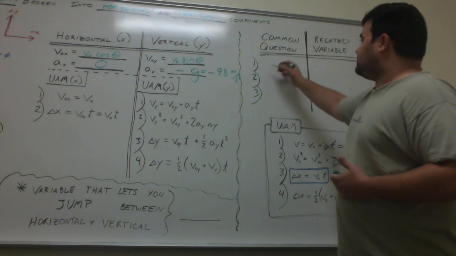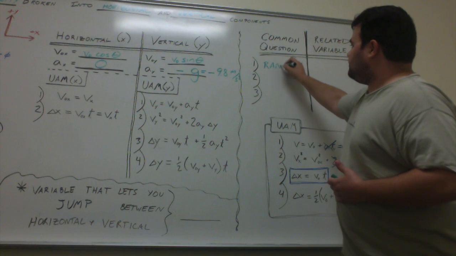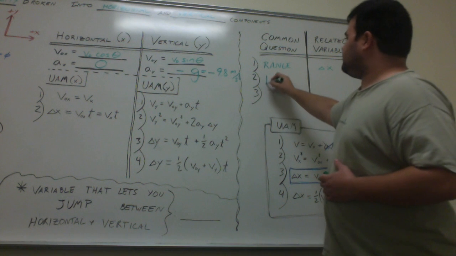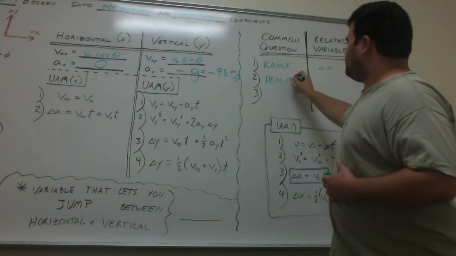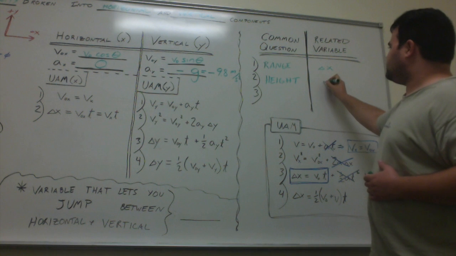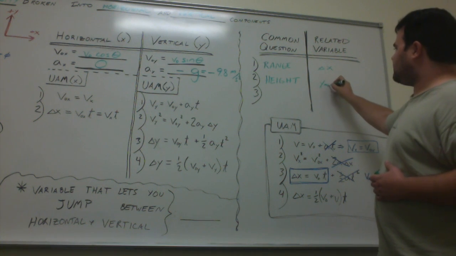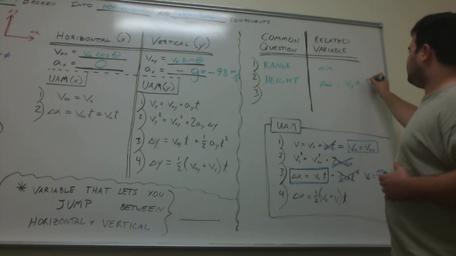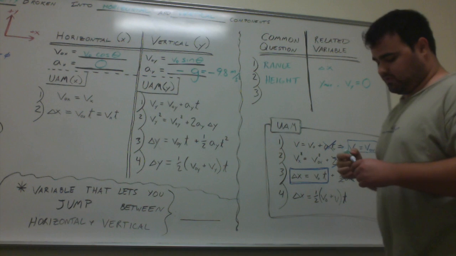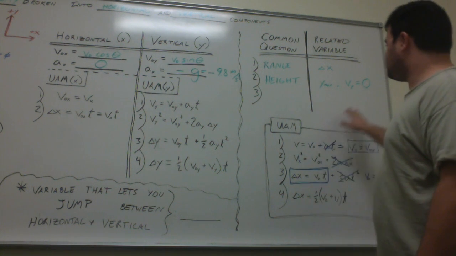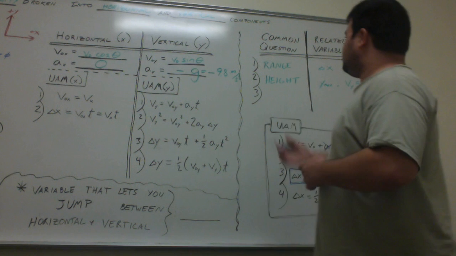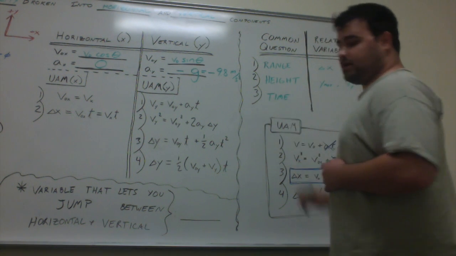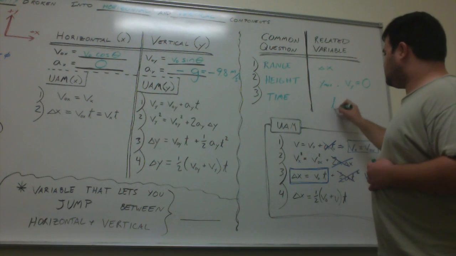And so the common questions we're usually asked are, how far did it go, its range, and that's delta x. How high did it go, or its height? And this will be some y in reference to something. Here, I'm going to write it as y max. And that'll always be when your velocity, your vy, the vertical component of your velocity, is 0. And the last common question is asking for your time. How long was it in the air? And that is t.